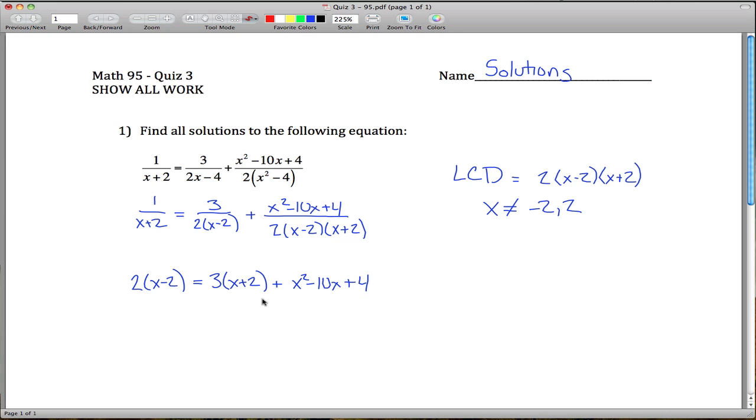So now we want to be able to combine like terms. Before we can do that, we have to distribute the 2 and the 3. Distribute the 2 through, and you get 2x minus 4. Distribute the 3 through, and you get 3x plus 6.